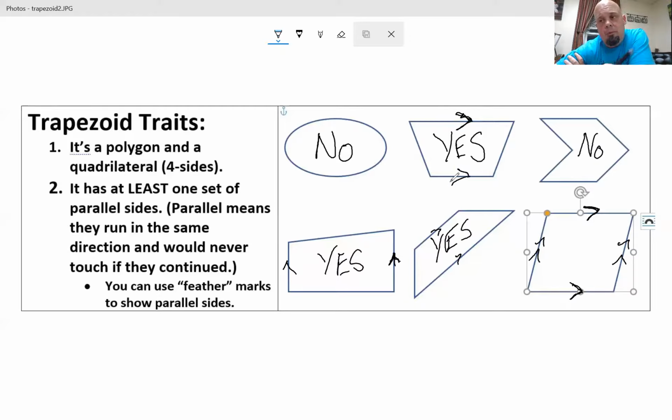So trapezoids, polygons that are also quadrilaterals because they have four sides, and they must have at least one. They can have two, but they have to have one set of parallel sides. If they have two, it's still a trapezoid. If they have one, they're a trapezoid. If they have no parallel lines, then they can't be a trapezoid.